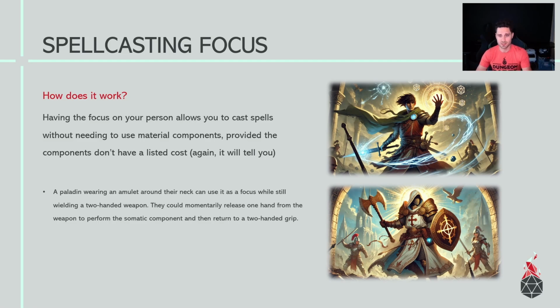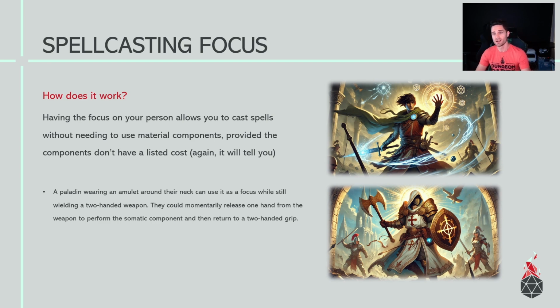Some examples of this are a paladin wearing an amulet around their neck, using it as a focus while still wielding a two-handed weapon. They could momentarily release one hand from the weapon to perform the somatic component and then return to a two-handed grip. So the amulet is going to count as their material component. The materials are already covered by them having the amulet on their person. The somatic component, they need at least one free hand.